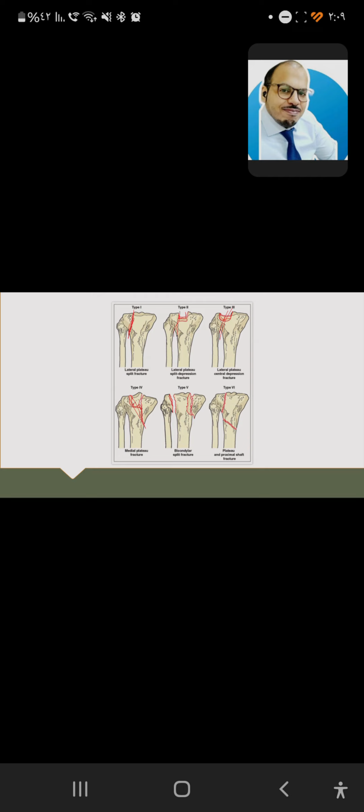So if it's associated with a proximal shaft fracture, it immediately becomes type 6. So type 1 is split, type 2 is split depression, type 3 is depression, type 4 is medial, type 5 is bicondylar, and type 6 is also bicondylar, or plateau with a proximal shaft fracture.